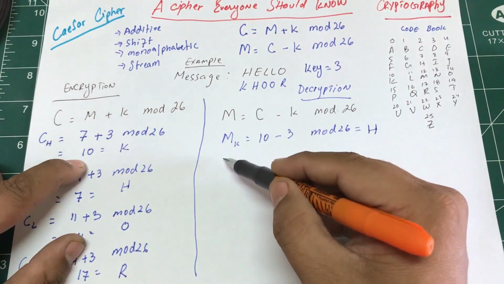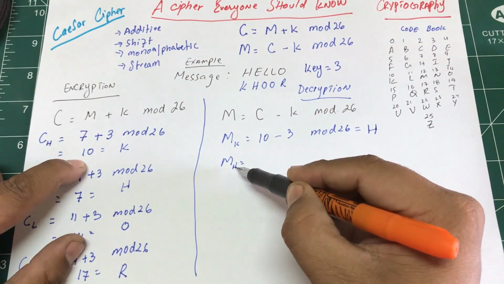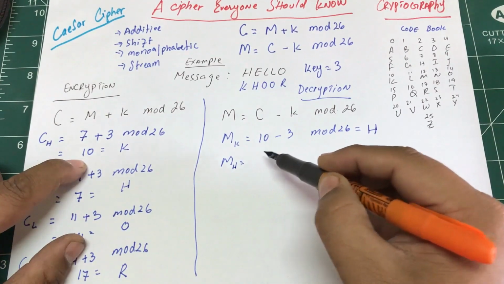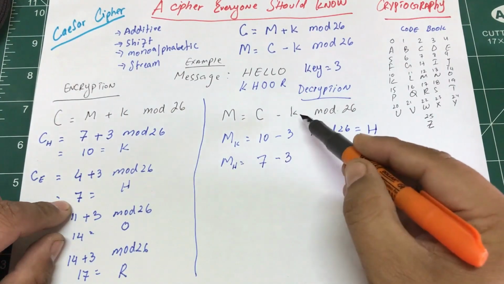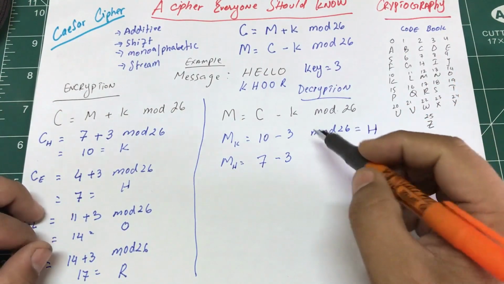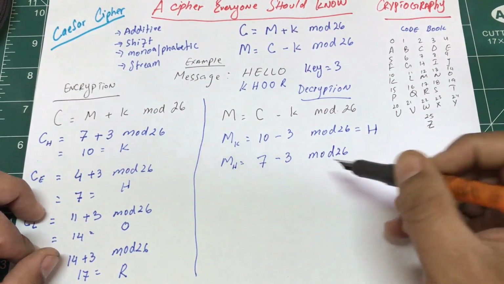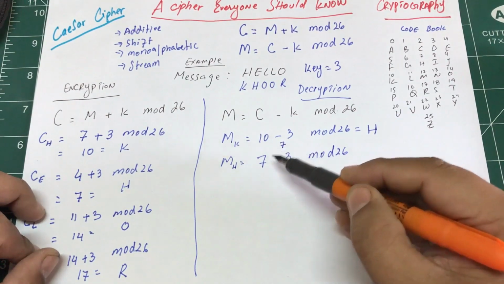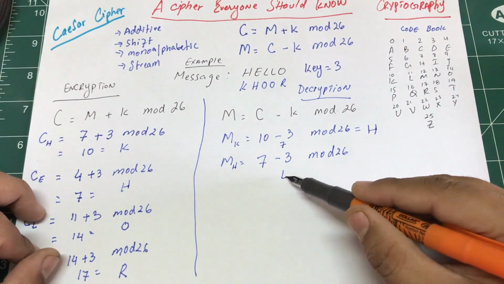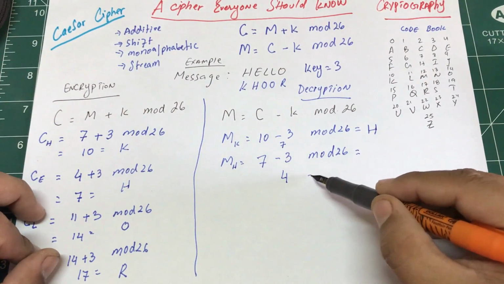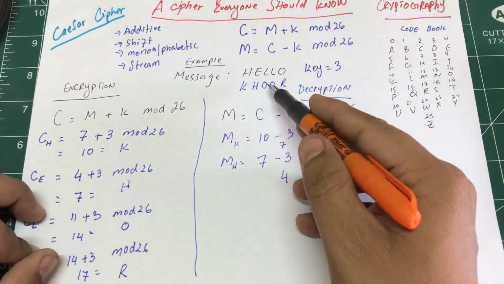All right. Then the next letter is H. So we're trying to find out what H, which was an encrypted letter, represents. So MH is going to be, the value of H was 7. 7 minus 3, the key being shared between the sender and the receiver. 7 minus 3 is 4, mod 26. So this 4 would represent what letter? Would represent E.